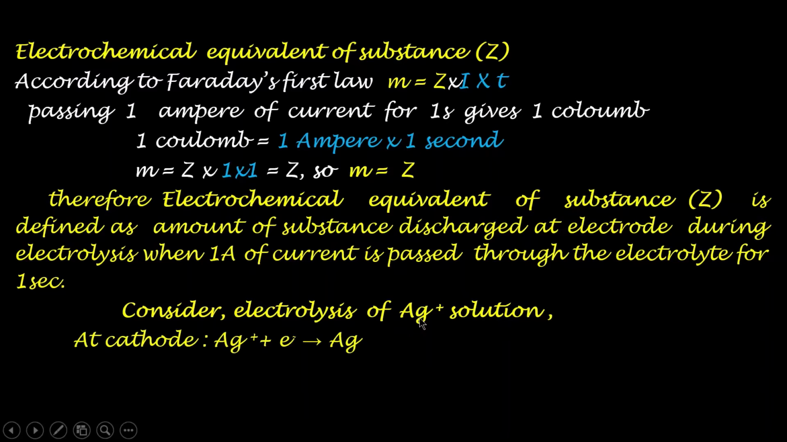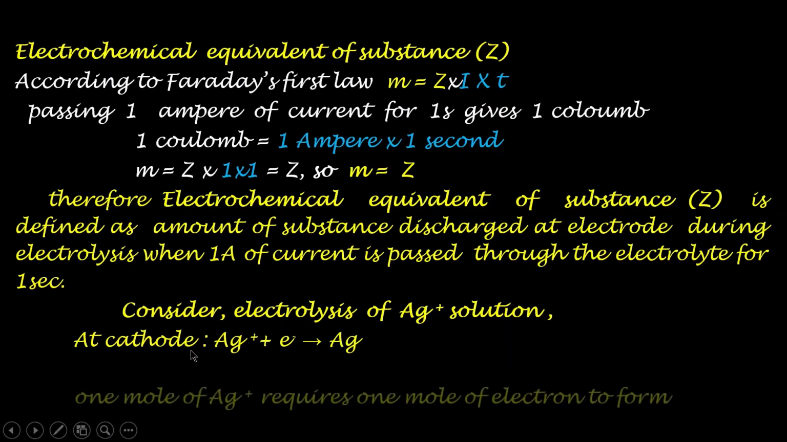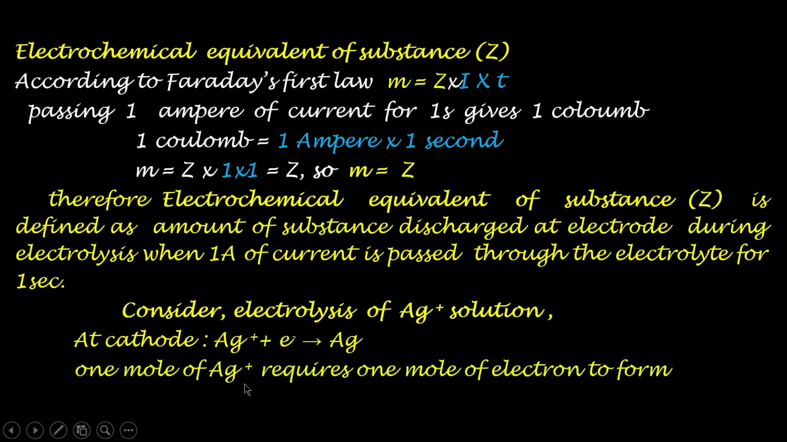So the cation will be attracted towards the cathode, and when it goes to the cathode, 1 mole of silver ions will gain 1 mole of electrons to deposit 1 mole of silver. 1 mole of silver ions gain 1 mole of electrons and deposit 1 mole of silver at the cathode. So 1 mole of Ag+ requires 1 mole of electrons to form 1 mole of silver. Is that clear? Now let us find what is the charge of 1 mole of electrons.